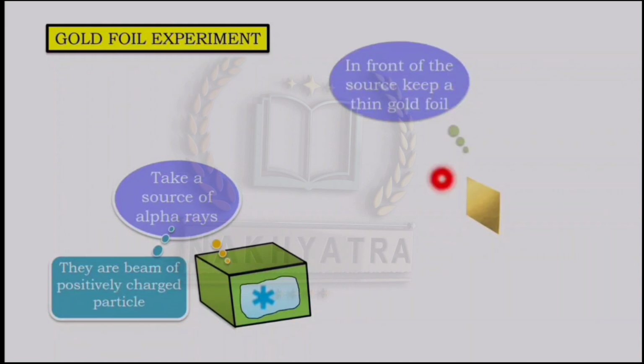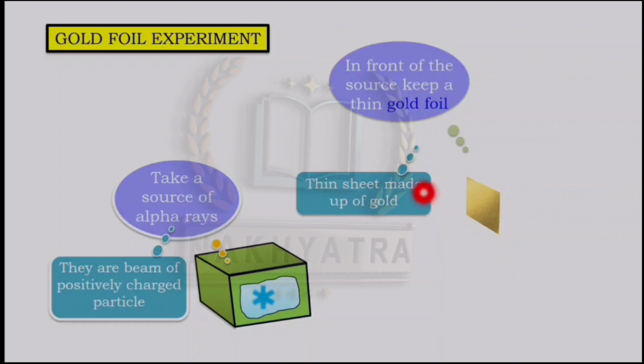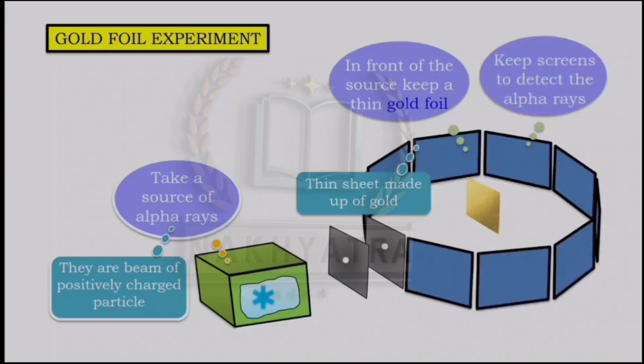Now in front of the source, keep a thin gold foil. Now what is a gold foil? It is a thin sheet made up of gold. Then keep the screens so that they can detect the alpha rays.